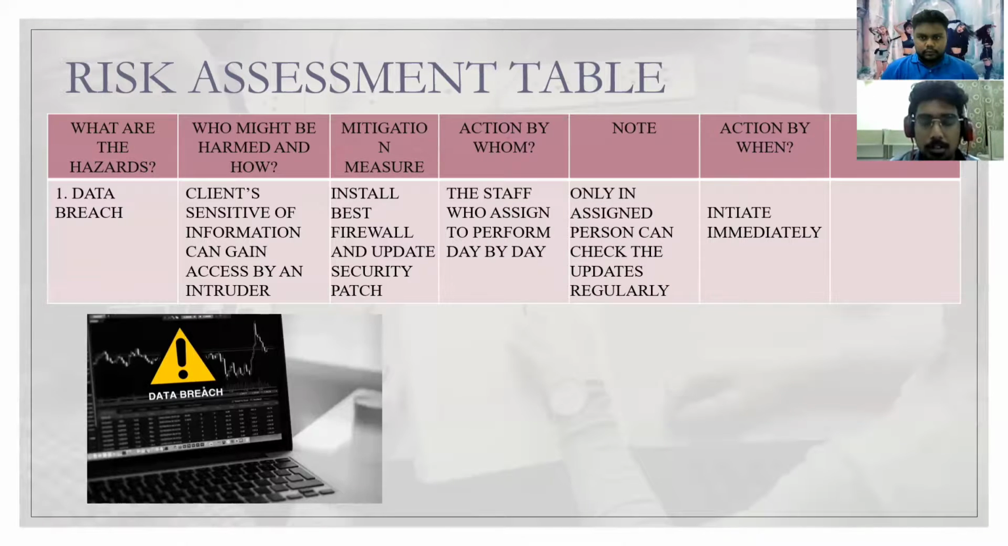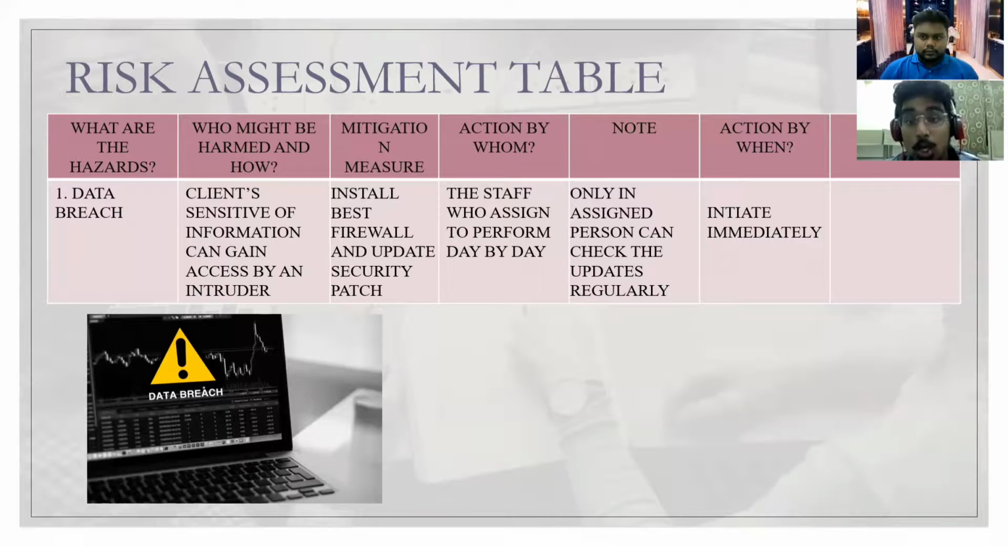For this problem, the mitigation measure is to install the best firewall and update the security patch immediately to avoid this kind of hazard. This action should be taken by the staff who is assigned to perform the task day by day. Note, only an assigned person should check the updates regularly, and we should make sure that only that person is performing the security patch updates and firewall defense every day, not another person in charge. So this should be actioned immediately.